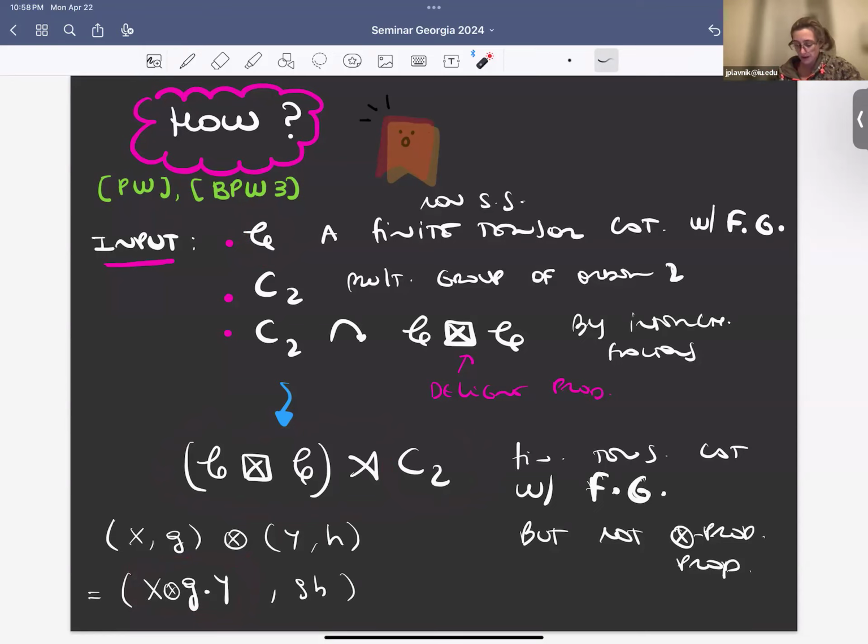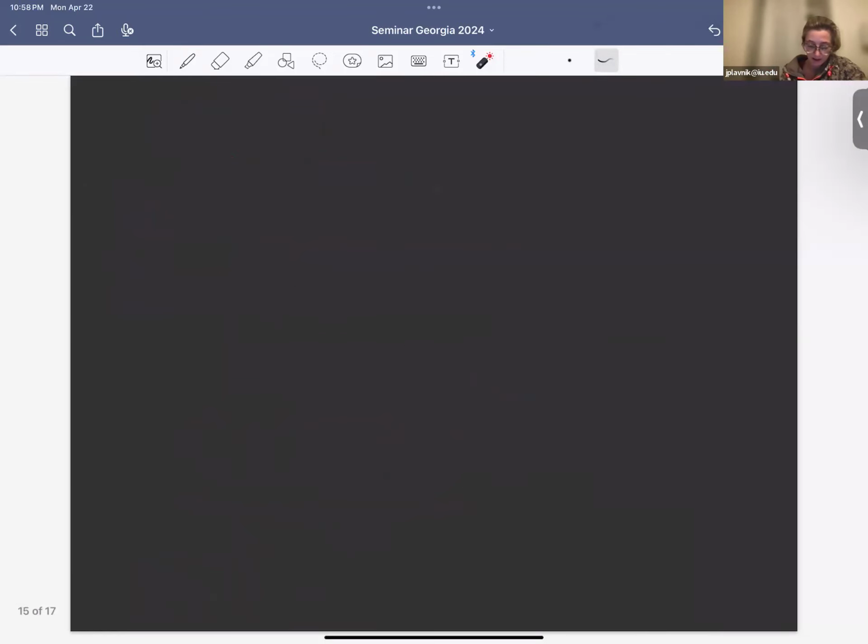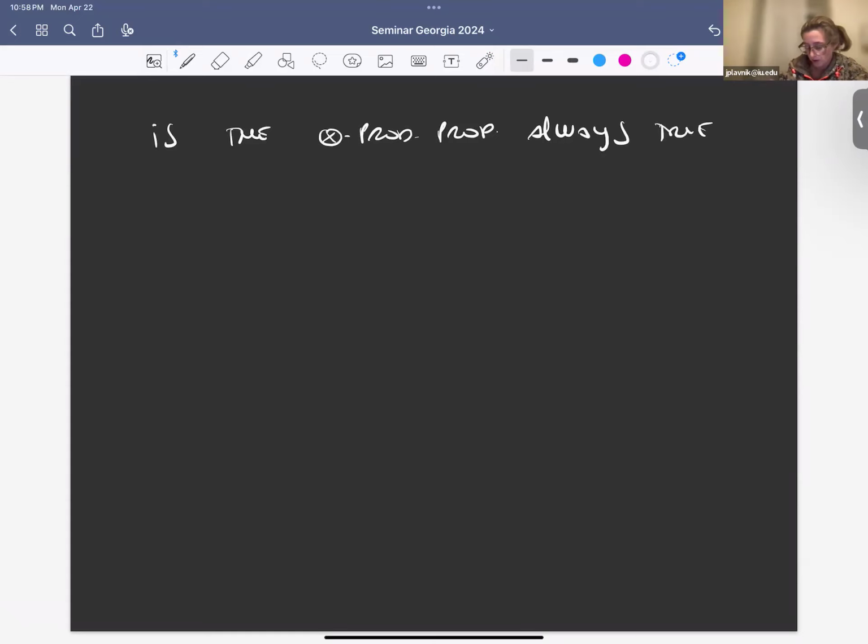So maybe to finish, I didn't write this, but one question is: does the tensor product property always hold, maybe not true, but I already wrote it in this way, for braided finite tensor categories? This is one of the questions.